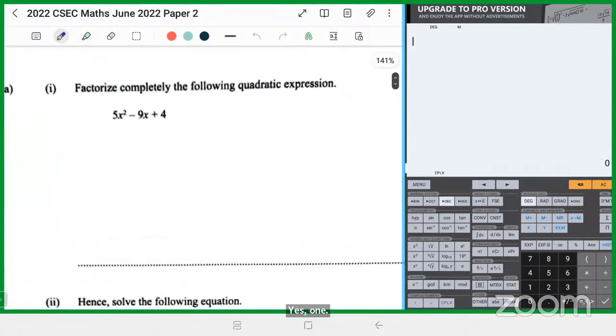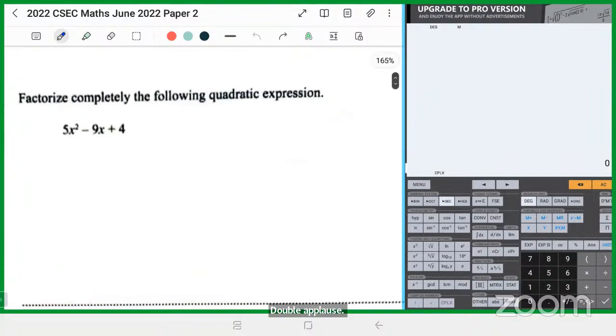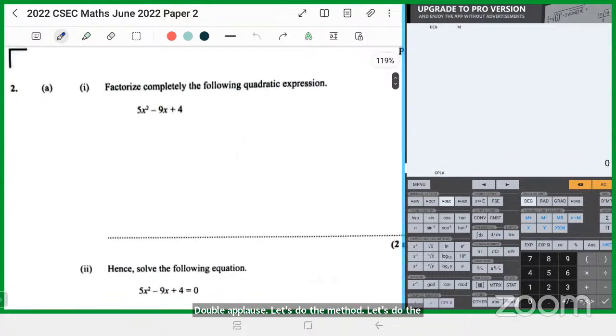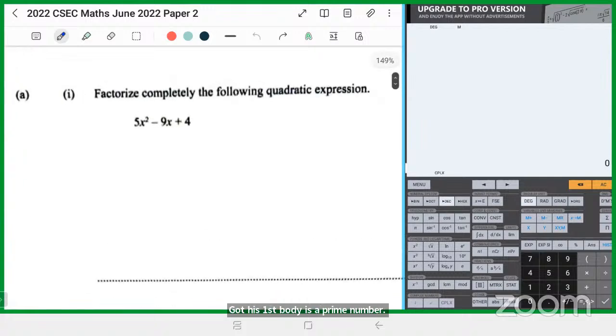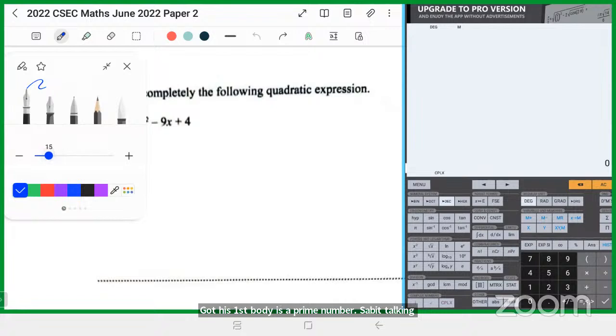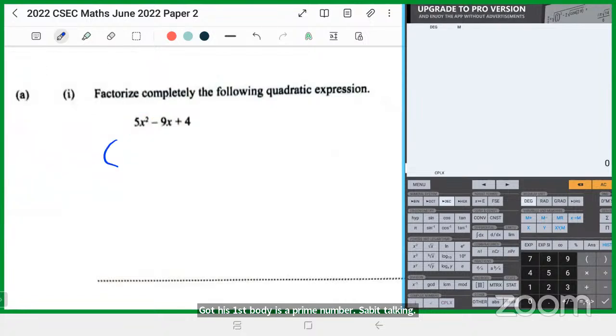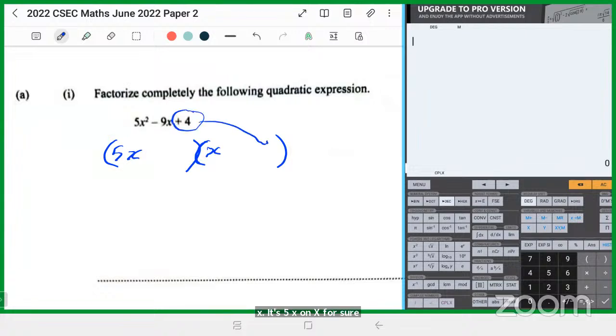All right. It's a factorization. Factorize this completely. So let's use the shortcut first, because this first value is a prime number. You know automatically that the factors of 5x squared are 5x and x for sure. Those are the factors that go inside the brackets here and here.